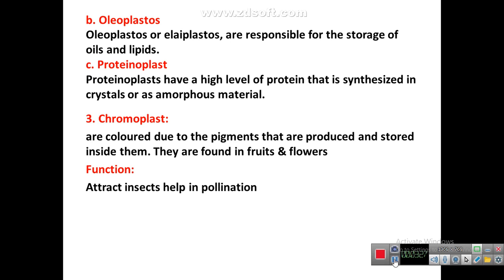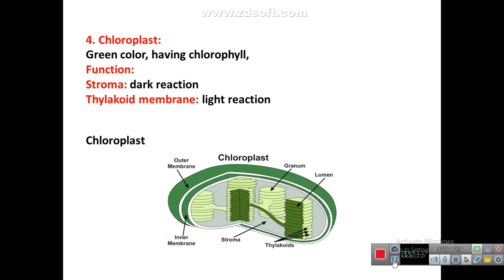Third type of plastid, chromoplast. They are colored due to the pigments that are produced and stored inside them. They are found in fruits and flowers. Function: they attract the insects that help in pollination. Fourth type of plastid, chloroplast. They are green in color because of having chlorophyll.